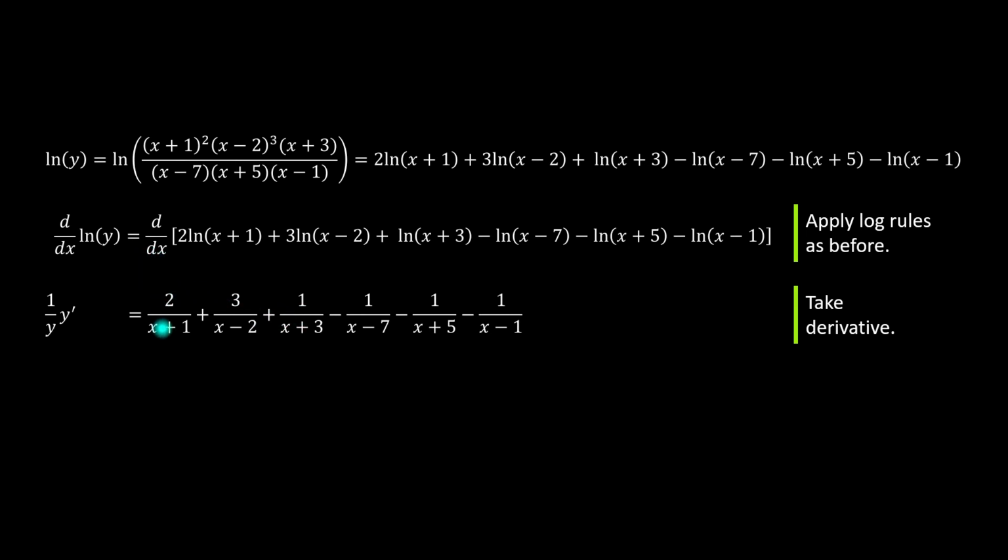So the 2 becomes this numerator, and I end up with 2 over x plus 1. Here I have 3 over x minus 2, and so on. I need to be a little careful to make sure I remember which ones are positive and negative. So these are the parts from the bottom. They should all be negative, which is what happened here.